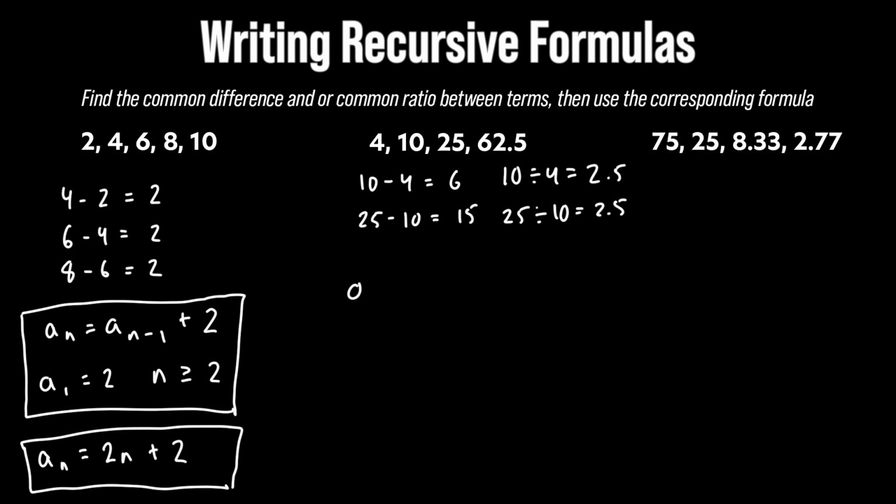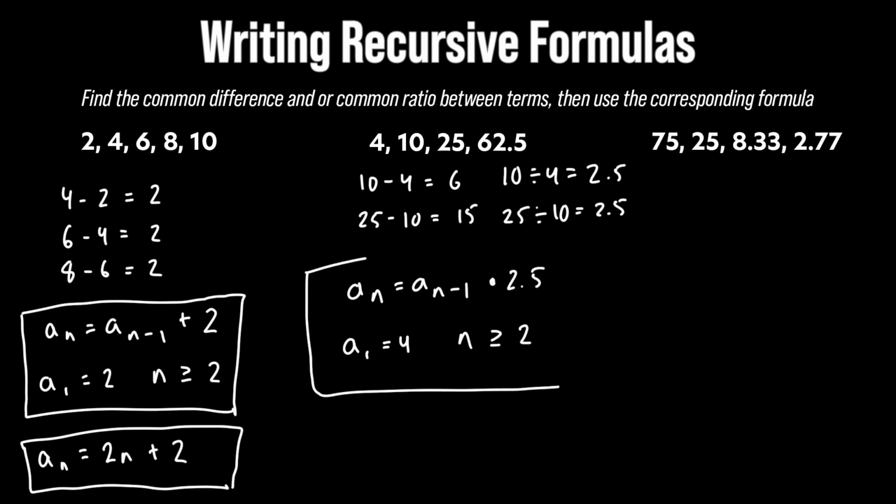So the equation is actually very similar. It's a of n is equal to a of n minus 1, and instead it's multiplied by 2.5. That's the ratio. Our starting value, a of 1, is 4, and n has to be greater than or equal to 2. So that's all you need for the second sequence. Again, the explicit formula would be a of n is equal to, what are we increasing by? 2.5. So it'd be 2.5n plus 4, because that's our starting value.